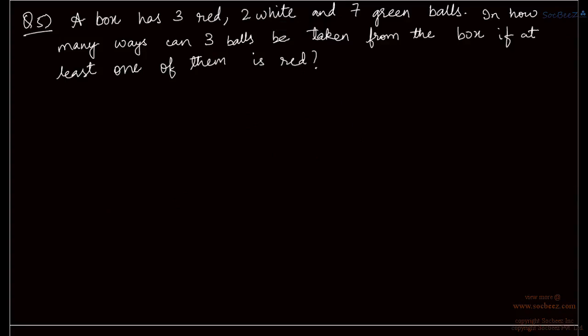Now a box has 3 red, 2 white and 7 green balls. In how many ways can 3 balls be taken from the box if at least one of them is red? Okay. Now since at least one of them has to be red, let us take the first case as there is 1 red and 2 are of different colors. Right? So if there is 1 red, we can choose from a total of 9 different balls.